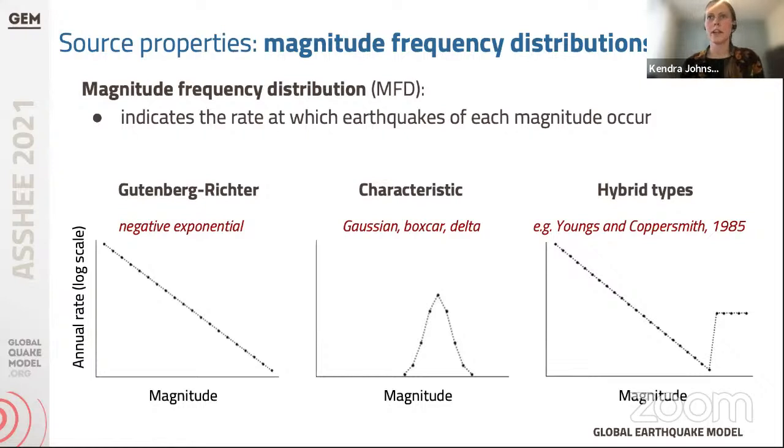The second type is the characteristic model, which assumes that there's one or a small range of magnitudes that are going to do most of the moment release for a certain source. In this case, we've indicated this with a Gaussian, but it could be a boxcar, even just a delta function. And then the third type is a hybrid type, such as the one proposed by Youngs and Coppersmith, that combines both of these. So it releases most of the moment in these larger characteristic magnitudes, but still allows some smaller earthquakes to occur as well.